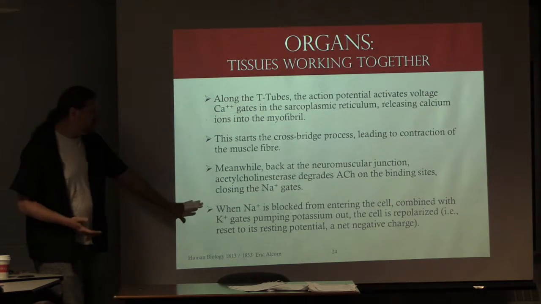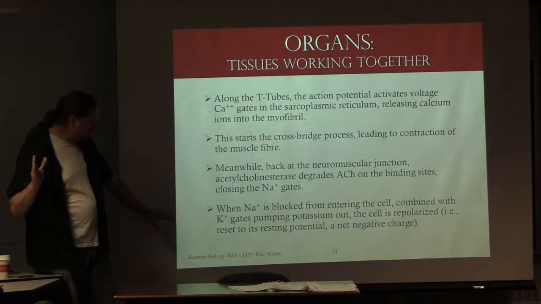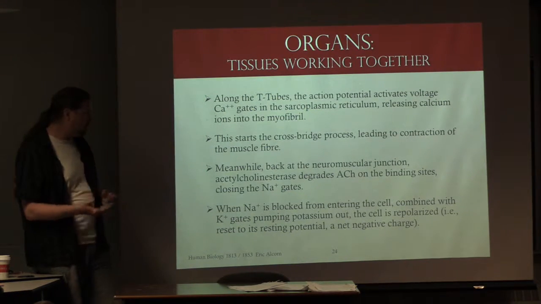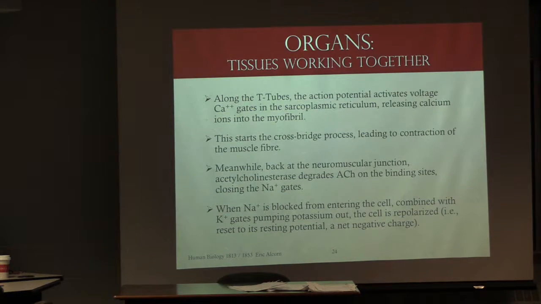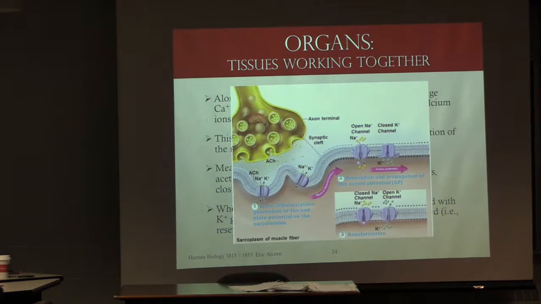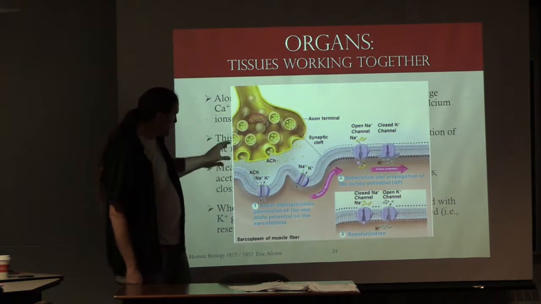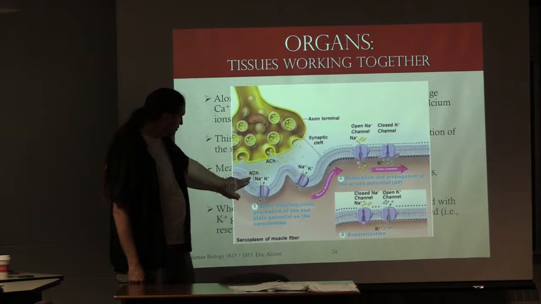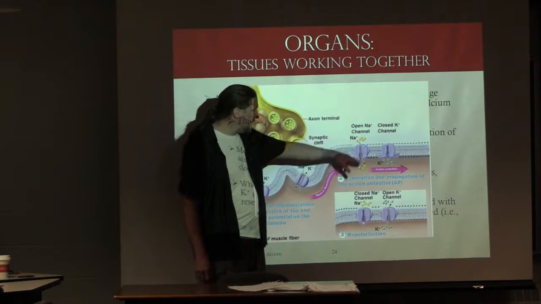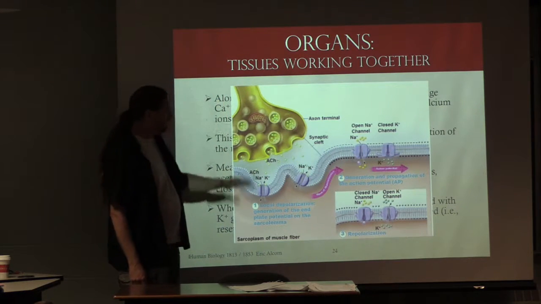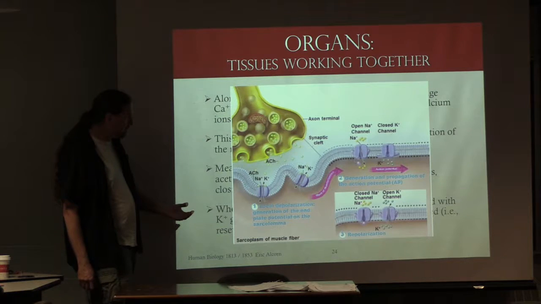So when the sodium is blocked from entering the cell, combined with the gates, the pumps I just mentioned, the cell is repolarized. It goes back to a net negative charge. So acetylcholinesterase degrades acetylcholine, shuts the gate, the potassium pumps are bringing in potassium, taking over the sodium. We only have one thing to deal with now. Do you have any idea what that might be?